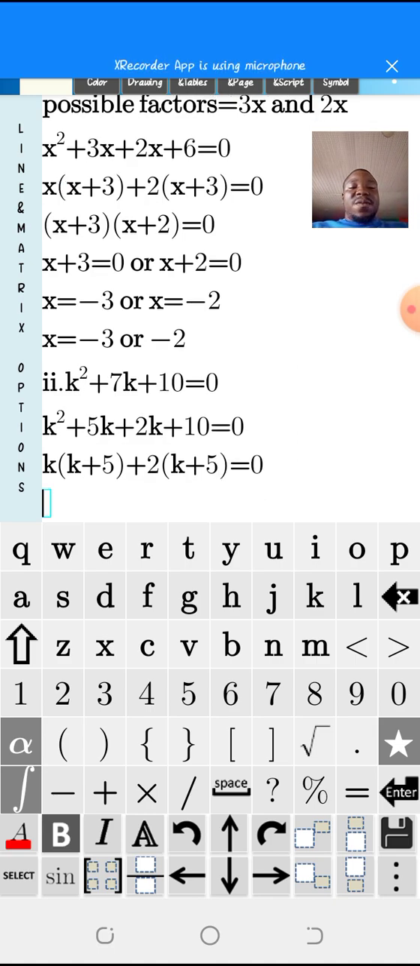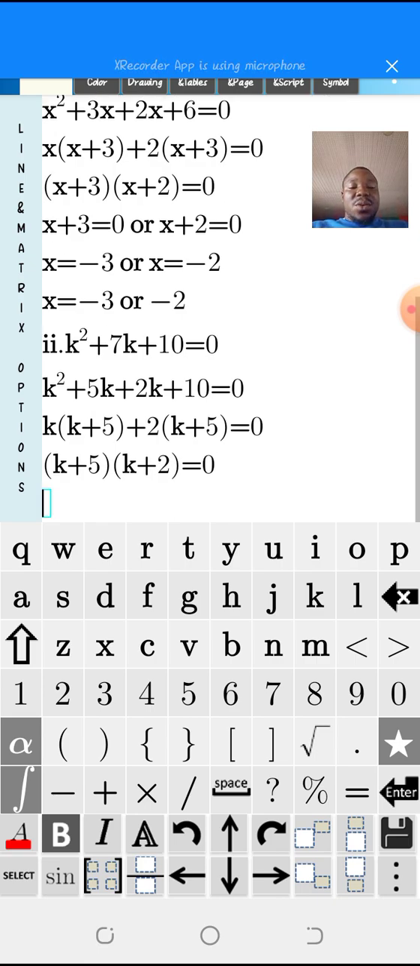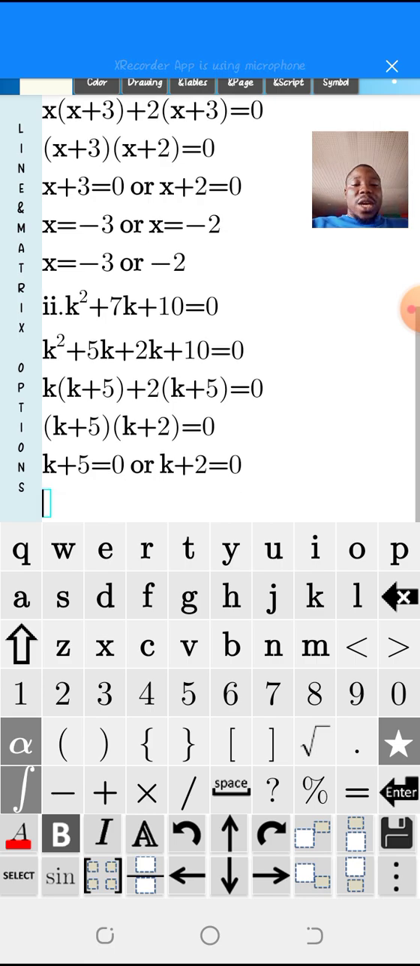And of course, k plus 5 are the same. You pick one, so you have k plus 5 into, those outside, which is k plus 2, combined together to be equal to 0. Now, at this juncture, you agree with me that k plus 5 is equal to 0, or k plus 2 is equals to 0, okay? And then k is equals to minus 5, or k is equals to minus 2 by transposition, okay?